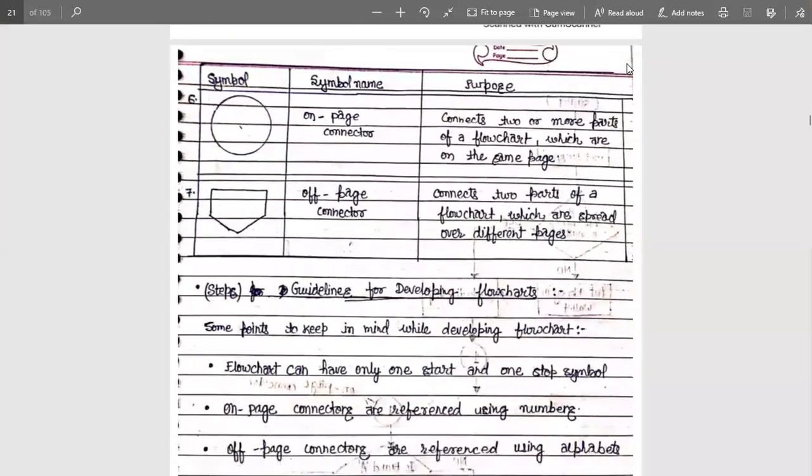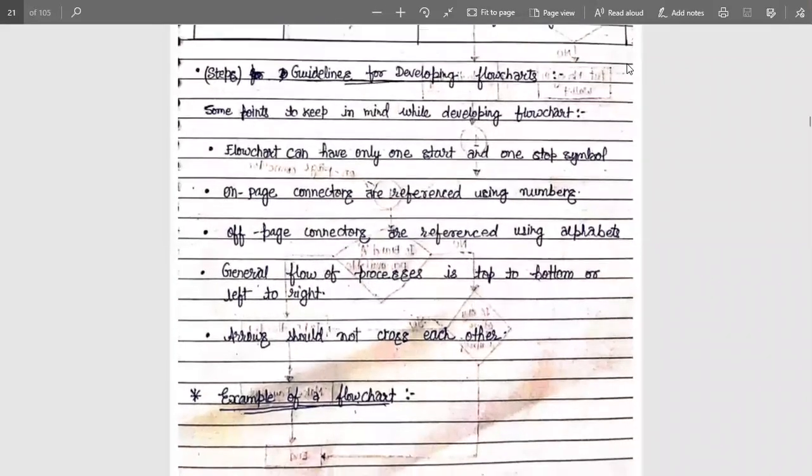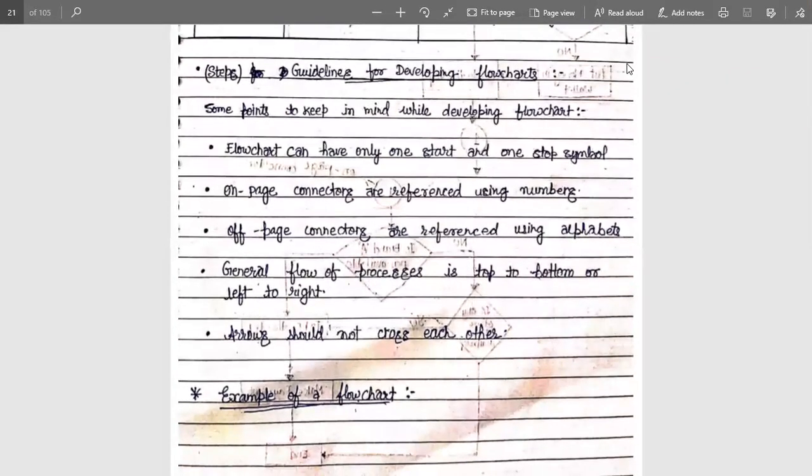There are some guidelines as well for developing a flowchart. So what are these guidelines? Firstly, a flowchart can have only one start and one ending point. That means starting is done at one end and ending at a single end. Next, the on-page connector is referenced using a number, because once I am linking different pages, we need to connect them with the help of numbering. For example, page number 1, page number 2.